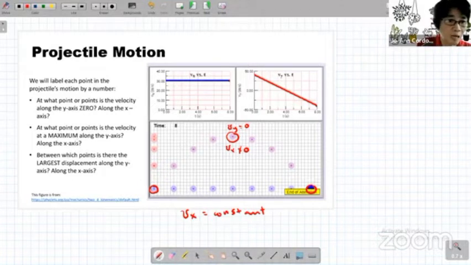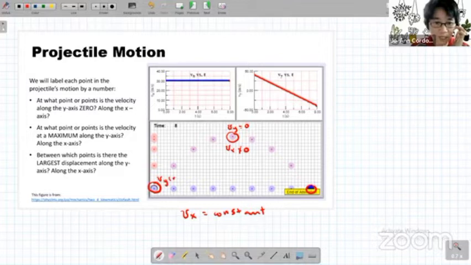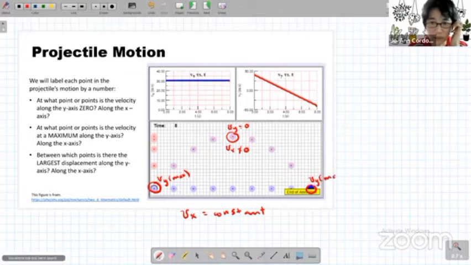Okay? So, the next one is, at what point or points is the velocity at a maximum along the y-axis? Saan daw ba maximum ang ating velocity sa y-axis? Again, if you recall your free fall, yung ating free fall kung saan meron kang ano yan. Okay, so in short, dito, ang v of y natin is maximum. And dito, ang v of y natin is also maximum.